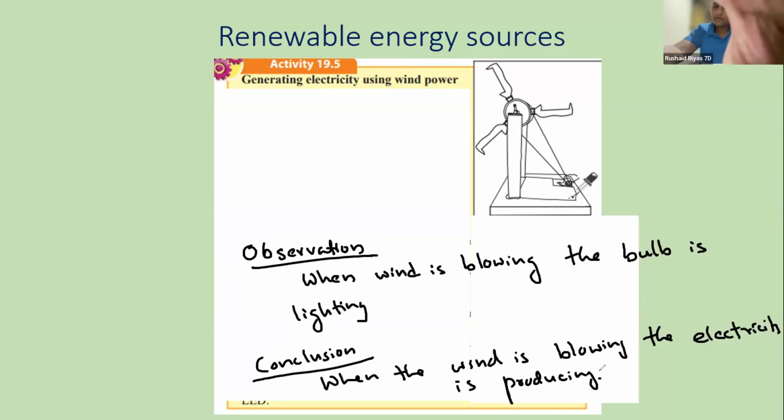Excuse me, miss. We need to draw this diagram. Yes, we'll draw the diagram and write the observation and the conclusion quickly. Excuse me, madam, I'm finished. Okay.